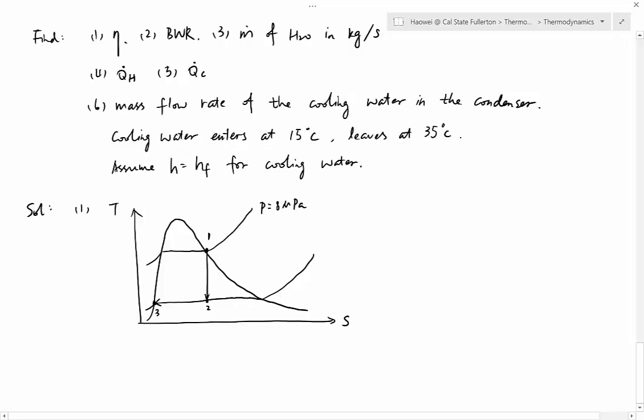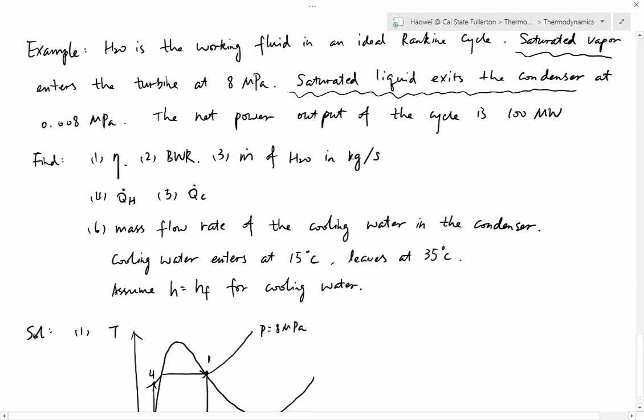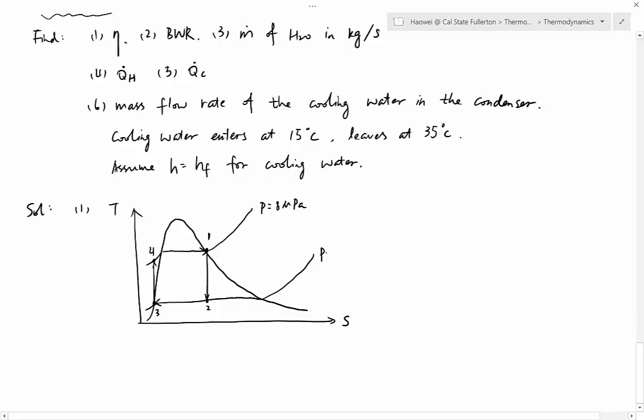Okay, 3 to 4 is the pump up the pressure. It's isentropic, so we go straight up. 3 to 4, go straight up, and then 4 to 1. That's it. That's how we sketch the diagram. And besides that, we also know the condenser is at 0.008 megapascal. So the pressure for this line is 0.008 megapascal.